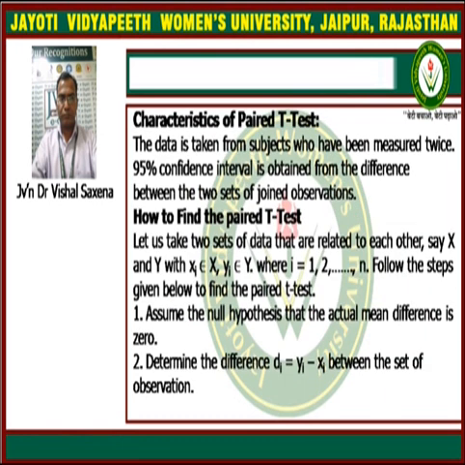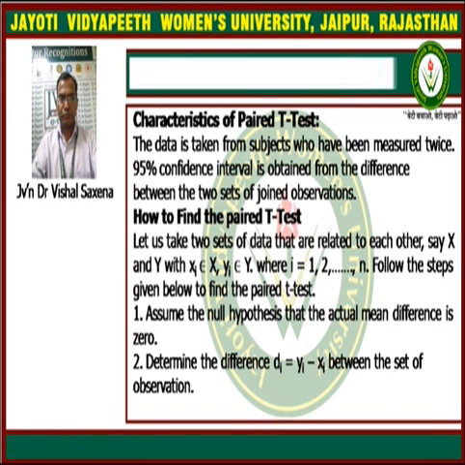Now, the characteristics of the paired t-test. The data is taken from subjects who have been measured twice. A 95% confidence interval can be obtained from the difference between the two sets of joint observations.